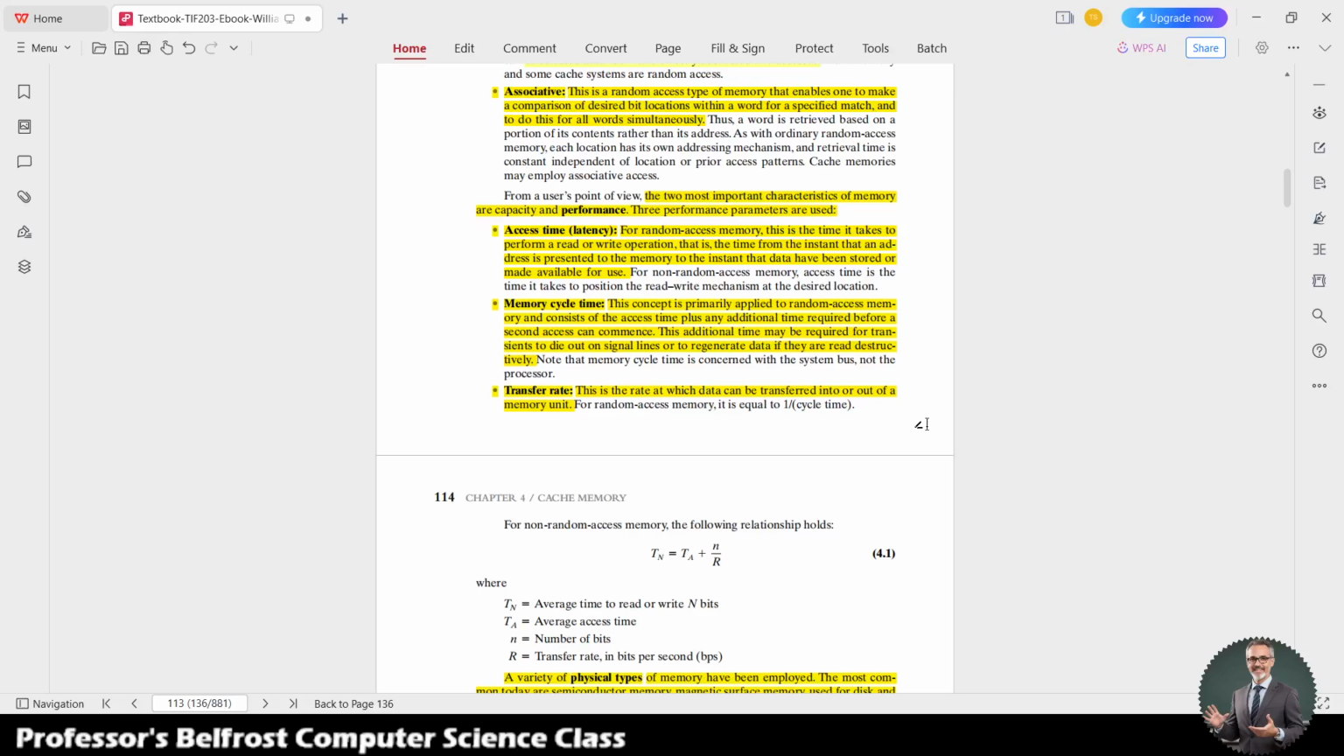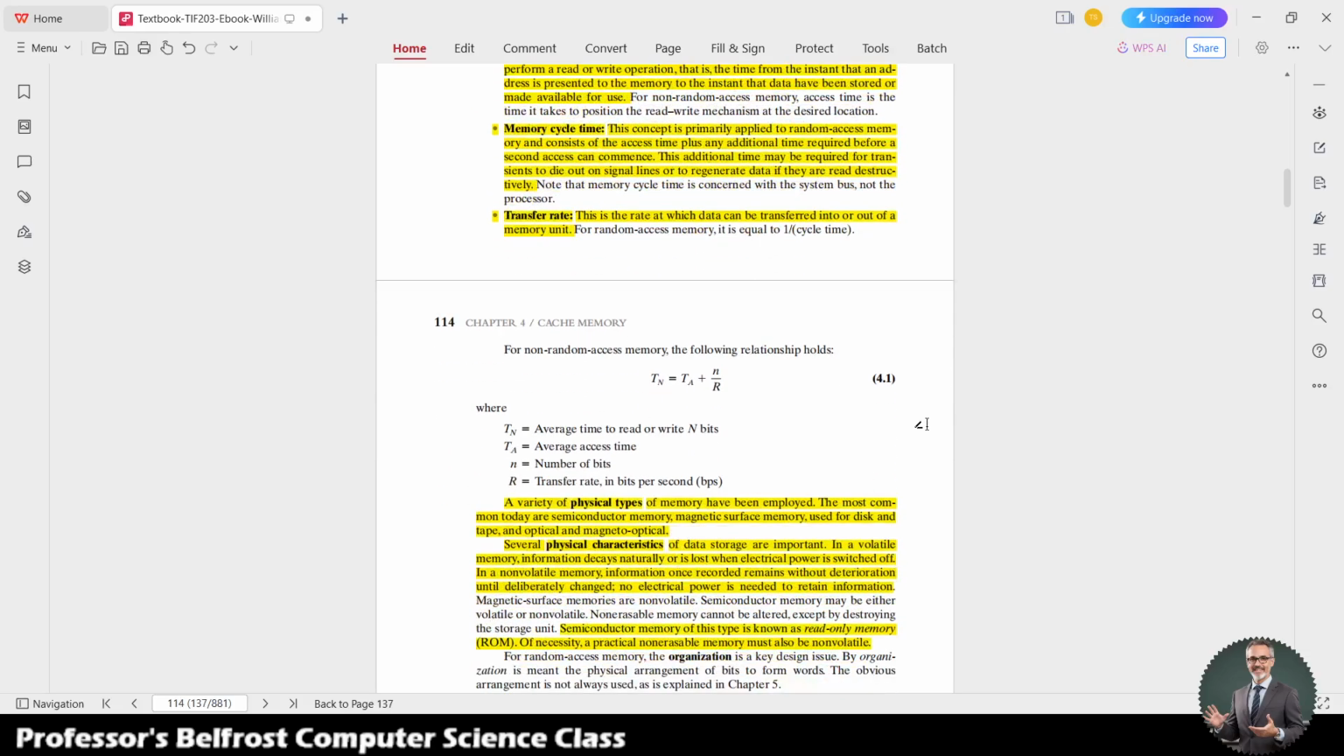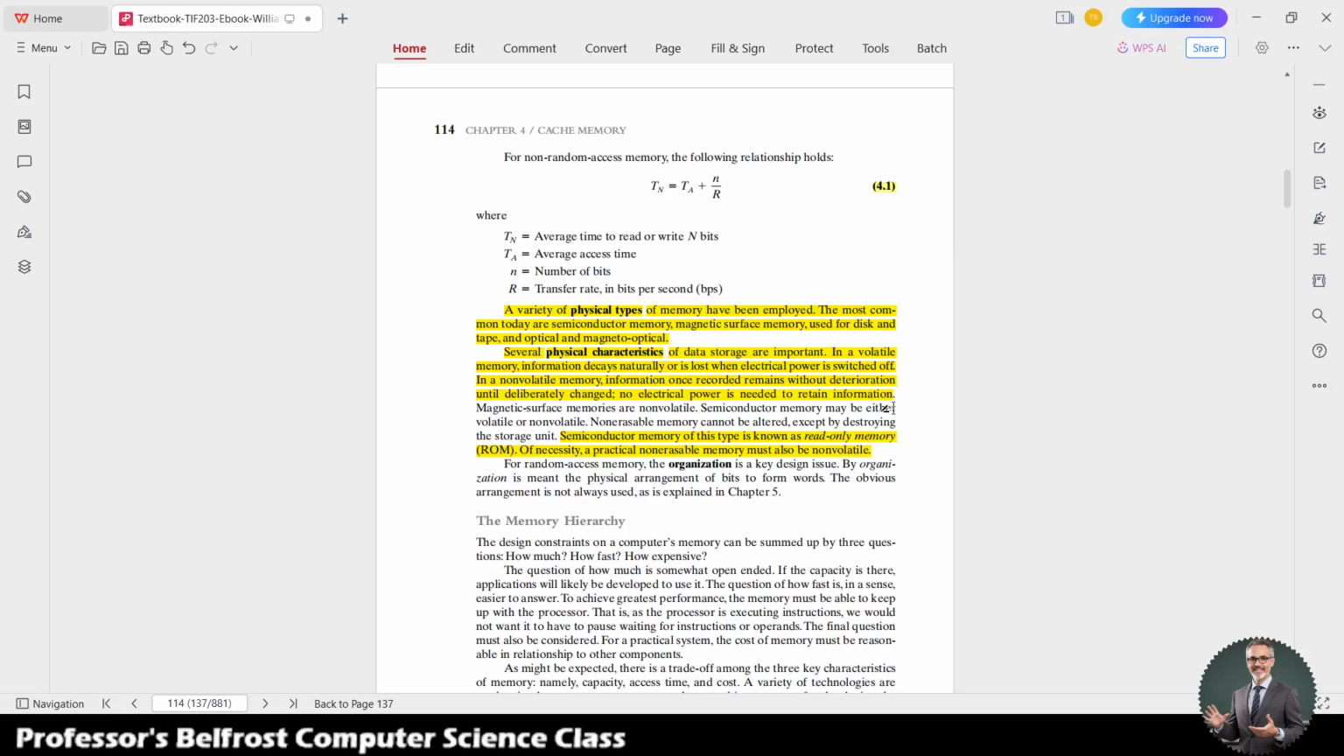The third one is transfer rate, and this is the rate at which data can be transferred into or out of a memory unit, and this equals 1 over cycle time. The relationship is shown by equation 4.1. A variety of physical types of memory have also been employed. The most common ones are semiconductor memory, magnetic surface memory used for disk and tape, and optical and magneto-optical.